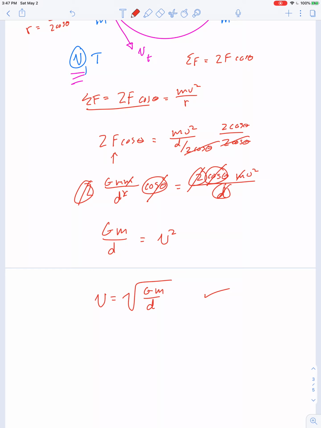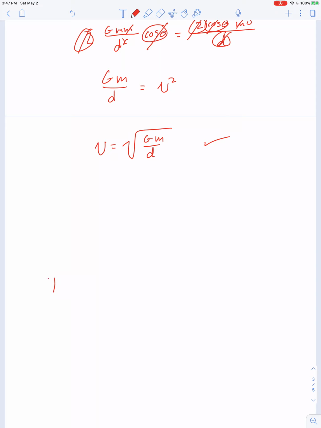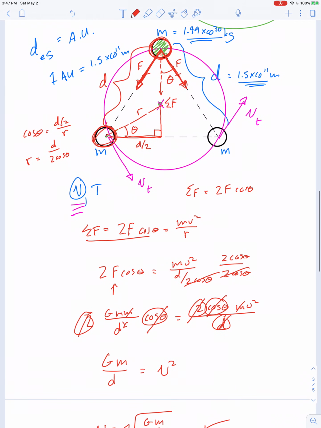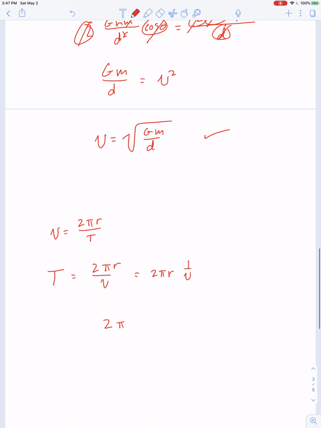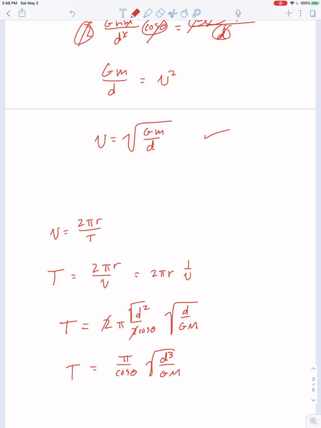So isn't that interesting? V is the square root of GM over d. That equation looks familiar. What about the period? Period can be found knowing that speed is circumference divided by period. So period is equal to circumference divided by speed. And in this case, it's the same thing as 2 pi r times the inverse of v. So it's 2 pi. And remember what r is equal to. R is d over 2 cosine theta. So 2 pi times d over 2 cosine theta. And then the inverse of v would be the square root of d over GM. So we can cancel out that 2. We can say this is the same thing as the square root of d squared. So the period should be equal to pi over cosine theta times the square root of d cubed over GM.